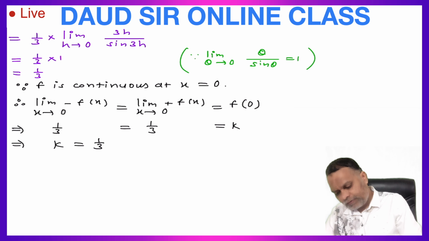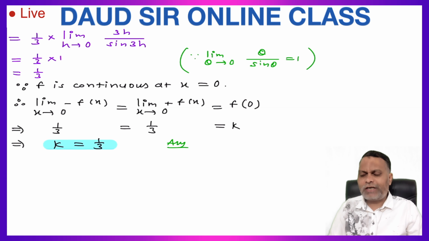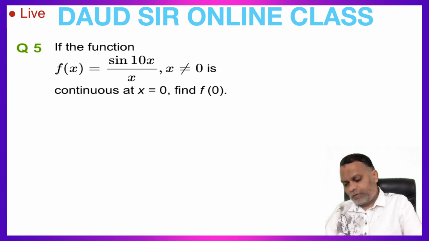This is the required value of k for which the given function is continuous at x is equal to 0.